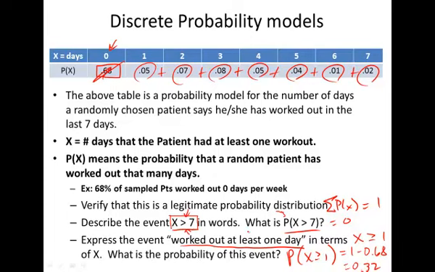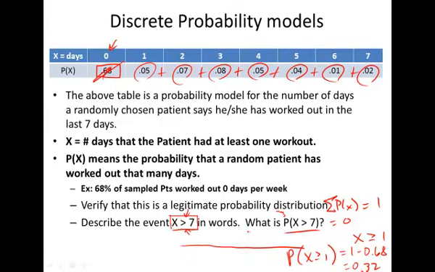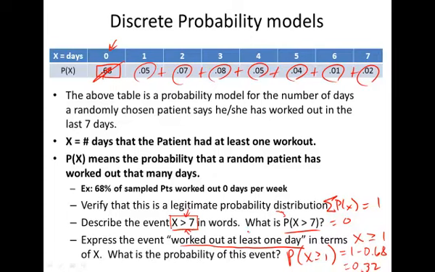So what we're saying is that the probability that a randomly selected person in this model has a 32% probability of working out at least one day. Or the other way to say it is 32% of the respondents or of the patients worked out at least one day. Sorry for the messiness of the writing there.